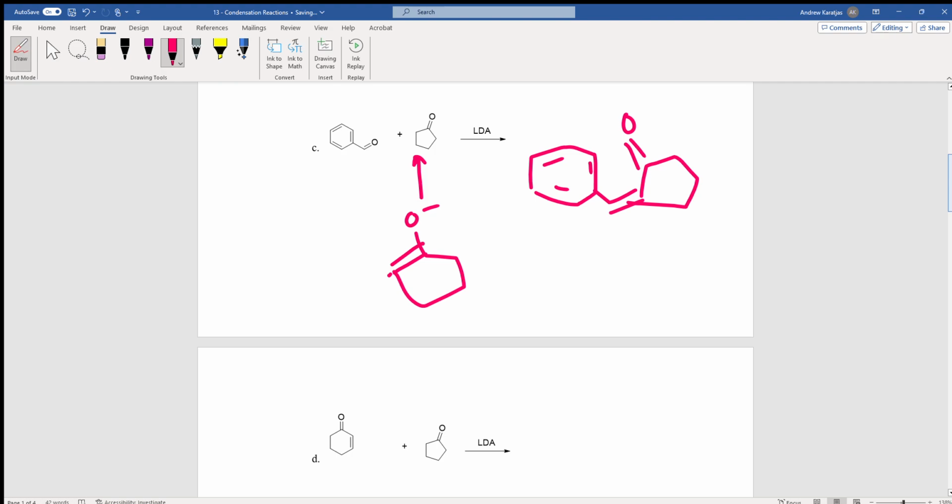Part D, we have a 1,4 carbonyl. That's our Michael acceptor. Recall that with condensation reactions, just like many other 1,2 versus 1,4 additions, enolates are sufficiently good nucleophiles that if possible, they will give us the more stable 1,4 addition.